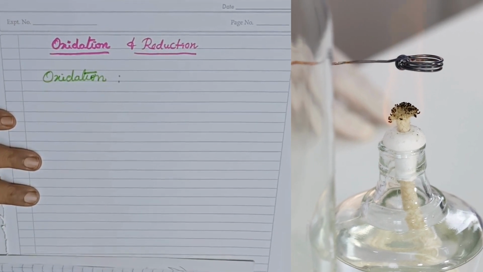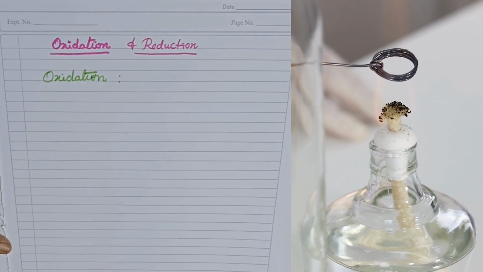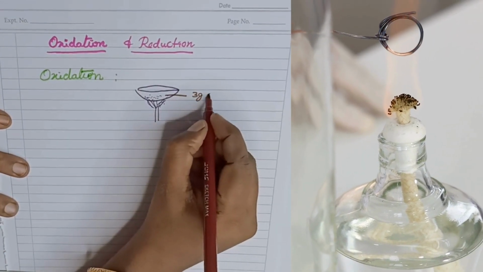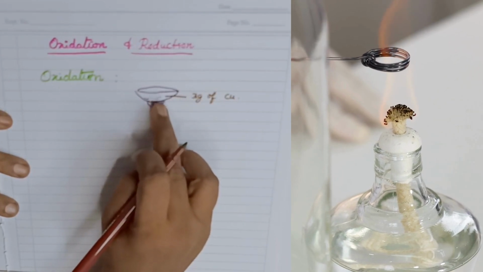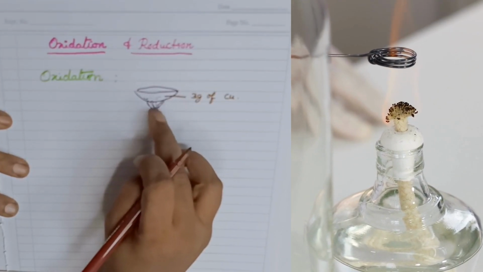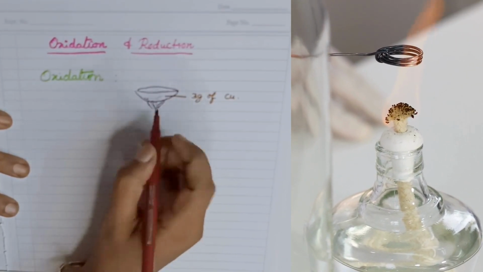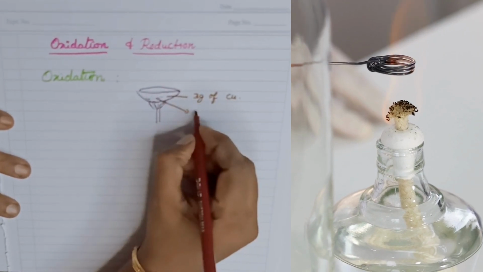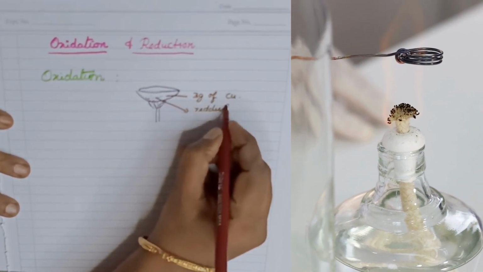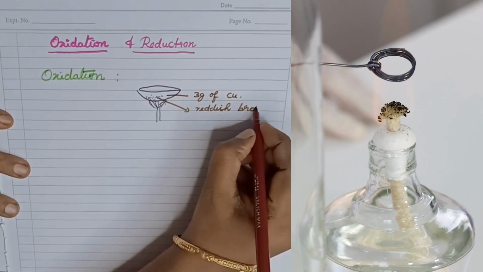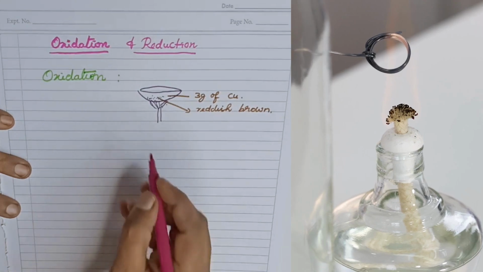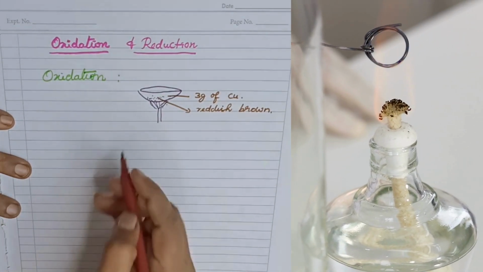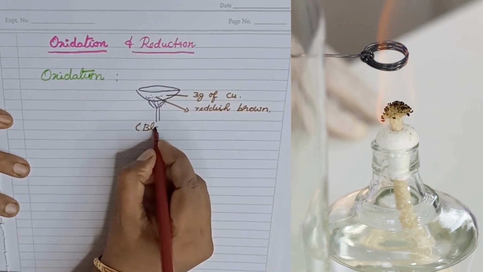Oxidation. What is meant by oxidation? This also we can explain. Take 3 gram of copper powder in a china dish, and then we can heat it over the flame. The copper powder is reddish brown in color. It turns into a black substance. The reddish color turns black.